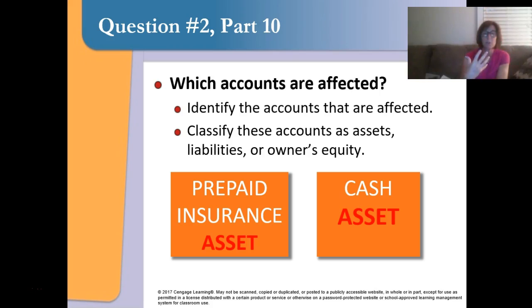So now we have to think about what accounts are affected. Because he's paying for that insurance and we haven't actually used it, we won't use that insurance until the month goes by that the insurance was purchased for. So that prepaid insurance is an asset and it won't become an expense until that month goes by. And if you think about it, if after a month or 2 weeks or whatever, he decides he's going to cancel that insurance policy, they'll give him the money back for the months he didn't use. So that's why the prepaid insurance is an asset. And of course, the cash is an asset.